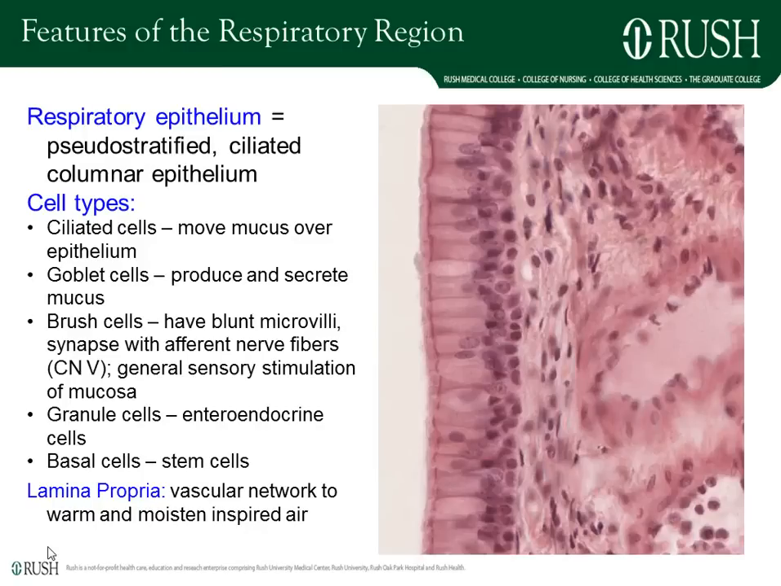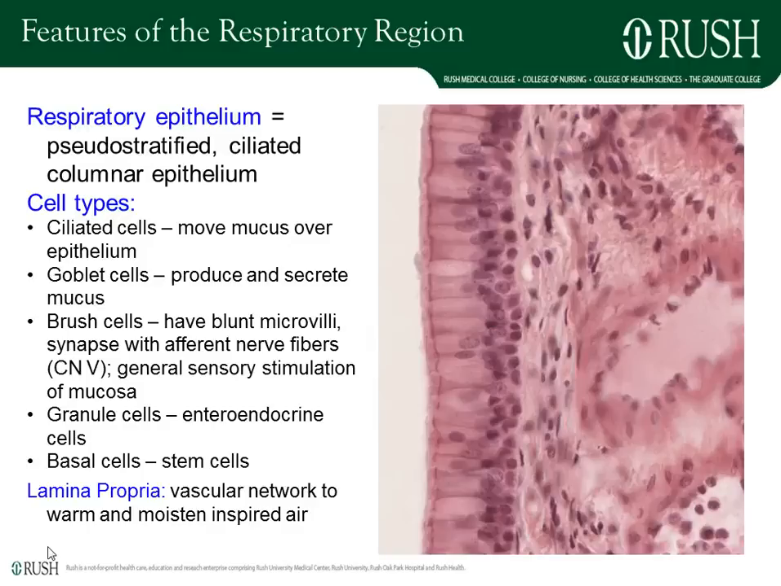So first, let's look at the histological features of the respiratory region. Remember, the respiratory epithelium is that pseudostratified ciliated columnar epithelium. It has numerous cell types, although when you look at this picture, it may be hard to see anything other than the goblet cells because the goblet cells are so abundant here. However, those are interspersed with very thin ciliated cells, and hopefully you can see the layer of cilia at the surface, the apical portion of this epithelial layer.